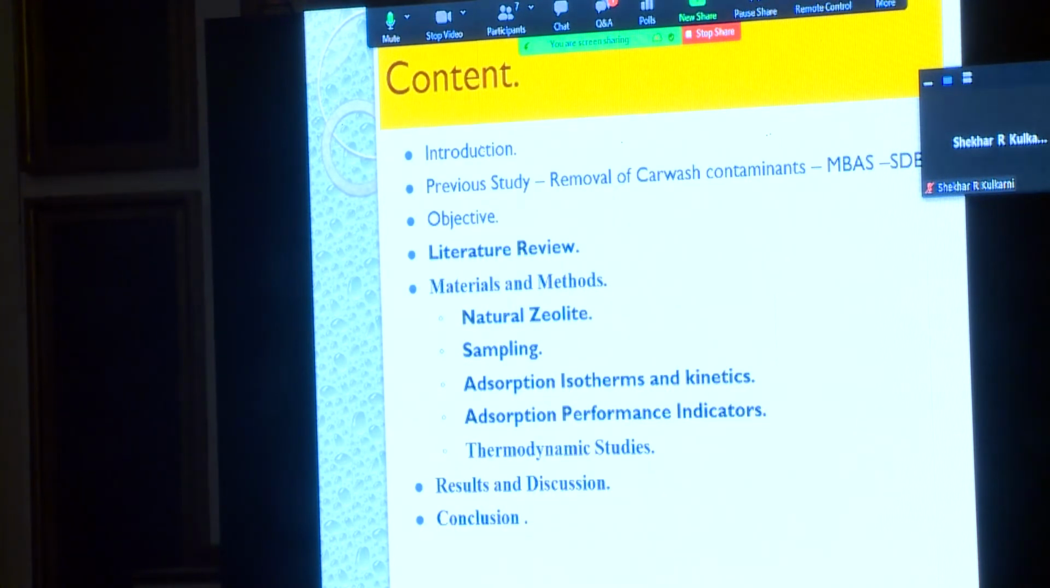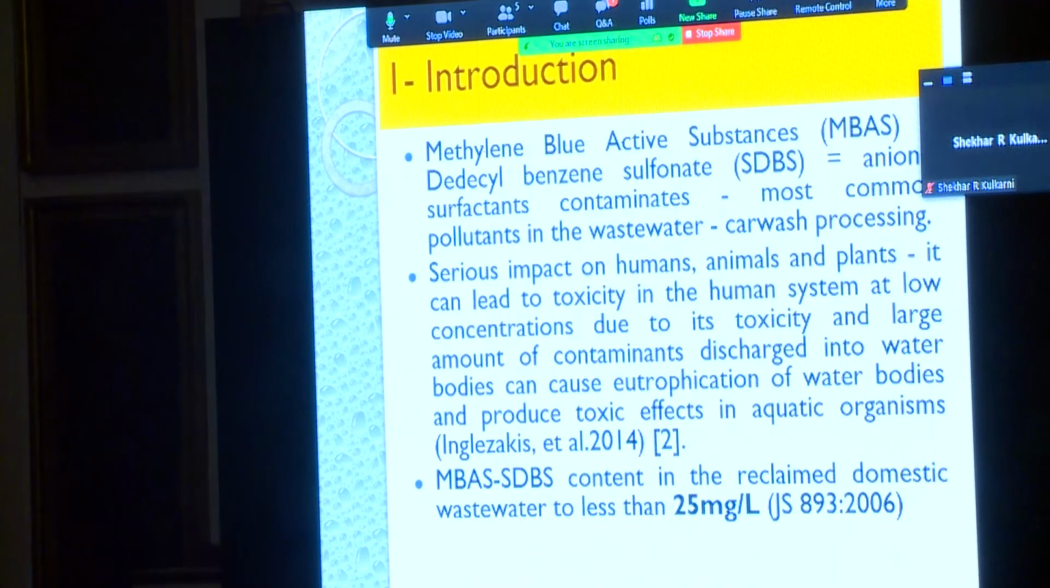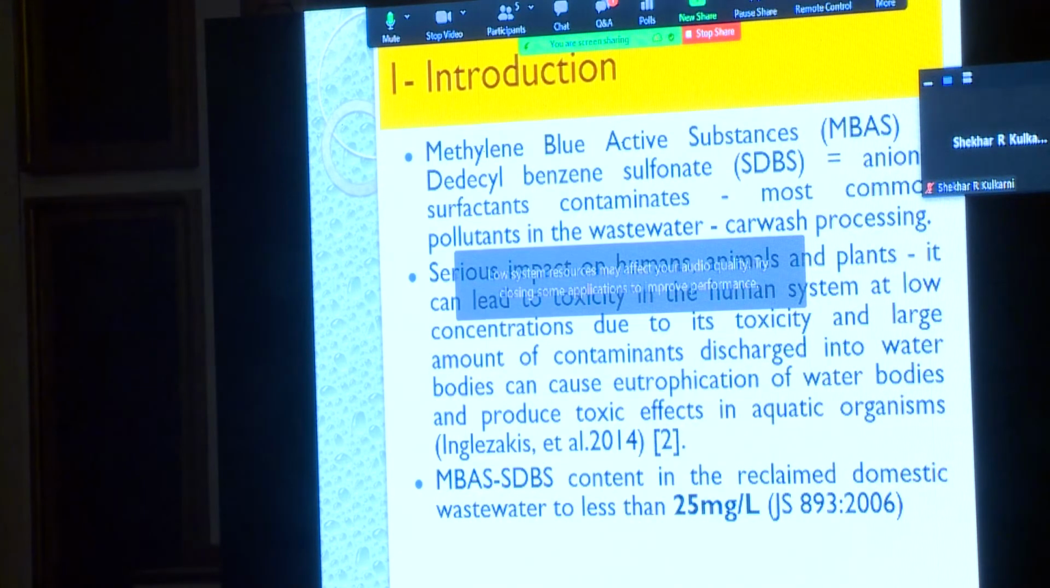We will see the objective of this research, the literature review, materials and methods through the natural zeolite, sampling, adsorption isotherms and kinetics, adsorption performance indicators, the articles we use to analyze the process of the removal, and finally the thermodynamics studies. All of these things give our results and discussion through the most famous models for predicting the mechanism of the removal, which at the end was adsorption. And finally, the conclusion.